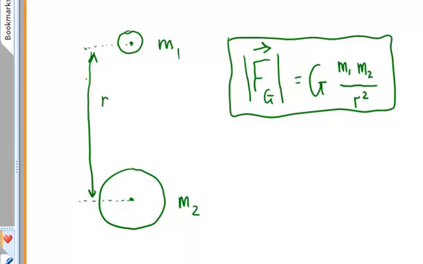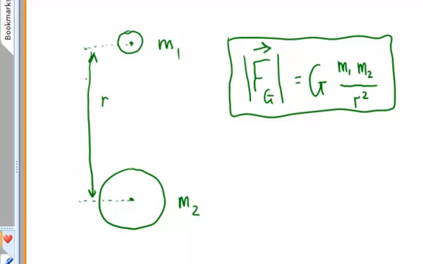Now notice this is a vector force. The direction of the force is going to be in a direction that's on the line that connects the centers of gravity with each other. And each of the objects feels this force. The strength of the force that's exerted on object 1 by object 2 is equal in magnitude to the force that's exerted by object 2 on object 1.